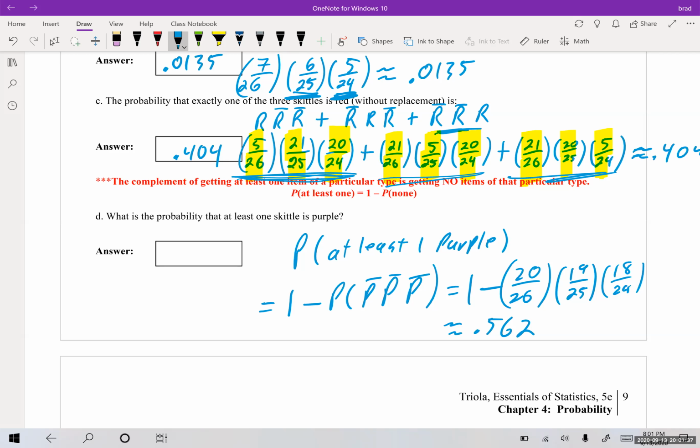Okay, so that's the probability of getting no purples. And we use that complement idea of, well, at least one purple. I'm sorry, that's the probability of getting at least one purple. But we used the probability of no purples to help us.